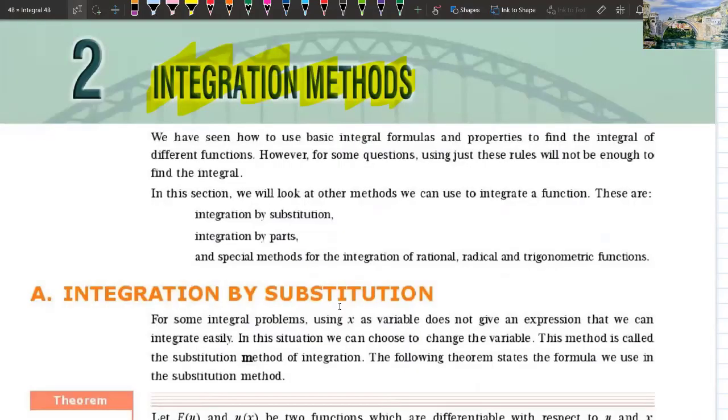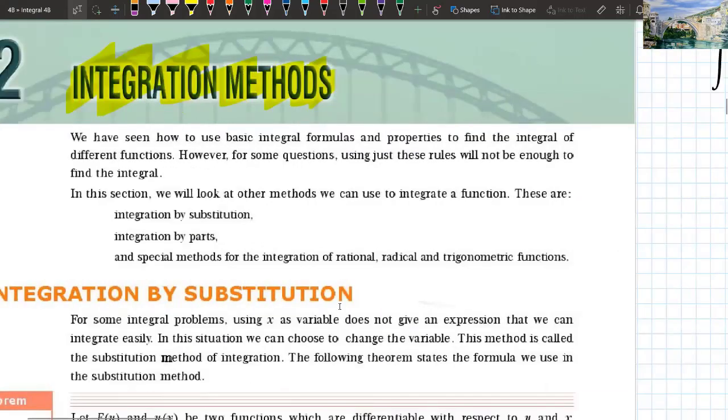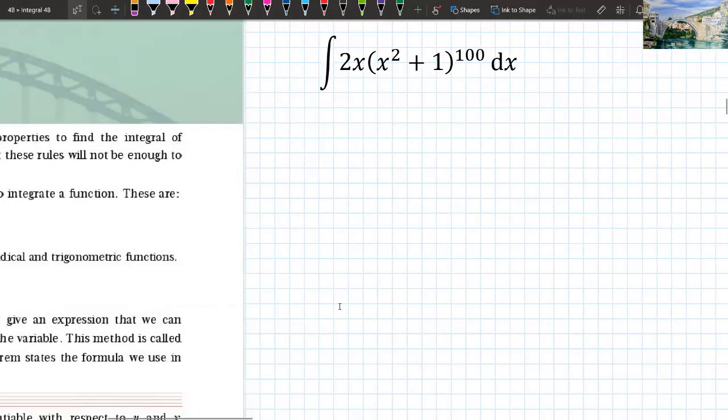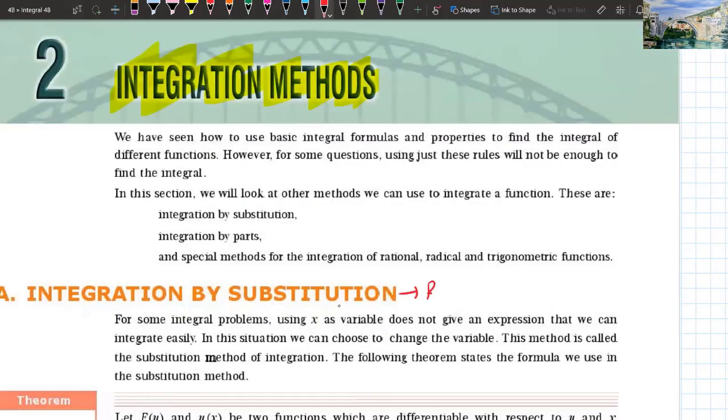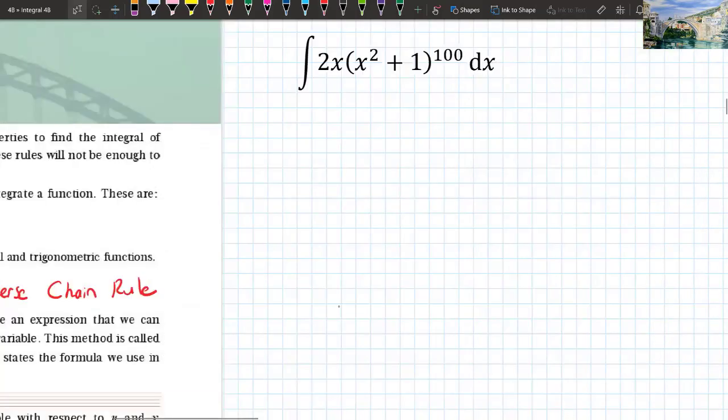So our first method is integration by substitution, or we may call it reverse chain rule. Let me write it here. Reverse chain rule. So I want to start from the beginning. Let me remind you of some notations and the chain rule, of course.